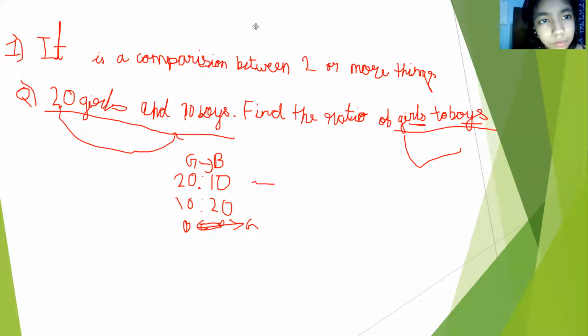Let me go on to the next step. We still have to solve much in this. What we have to solve is 20 ratio 10. It's basically more like division. Just give me a moment.